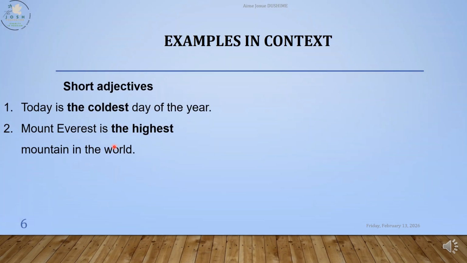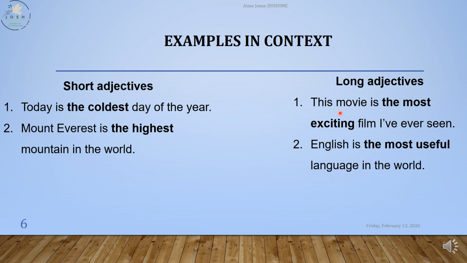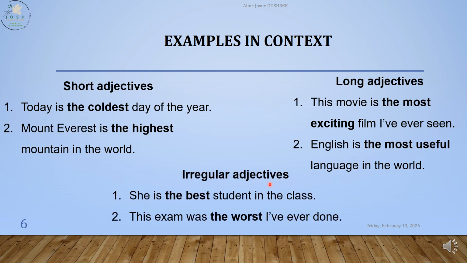Let's see examples in the context. Short adjective. Today is the coldest day of the year. Mount Everest is the highest mountain in the world. For long adjective, this movie is the most exciting film I have ever seen. English is the most useful language in the world. For irregular adjective, remember they don't have structure, they just change anyhow. She is the best student in the class. This exam was the worst I've ever done.